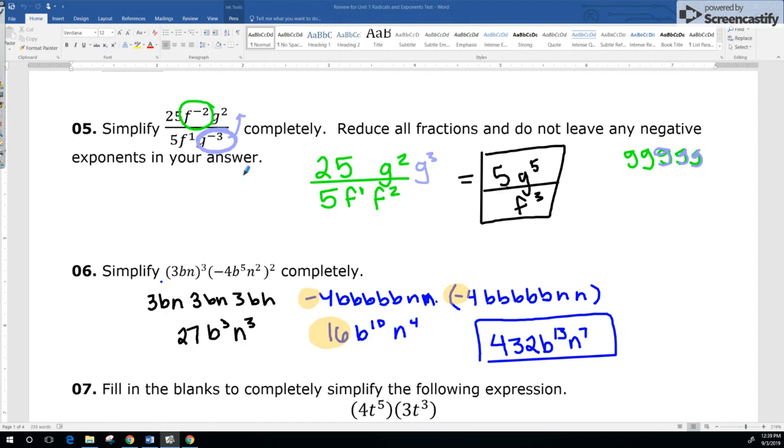The shortcut for this one is to multiply our exponents. So remember, these are both ones. So 1 times 3 is 3. 1 times 3 is 3. 5 times 2 is 10. And then 2 times 2 is 4.